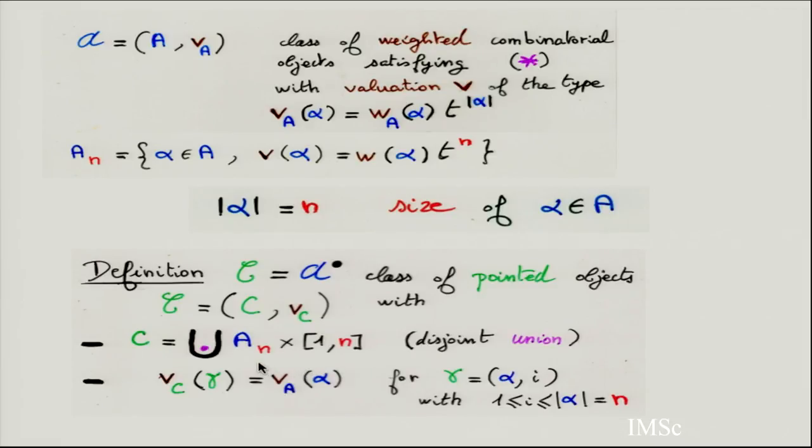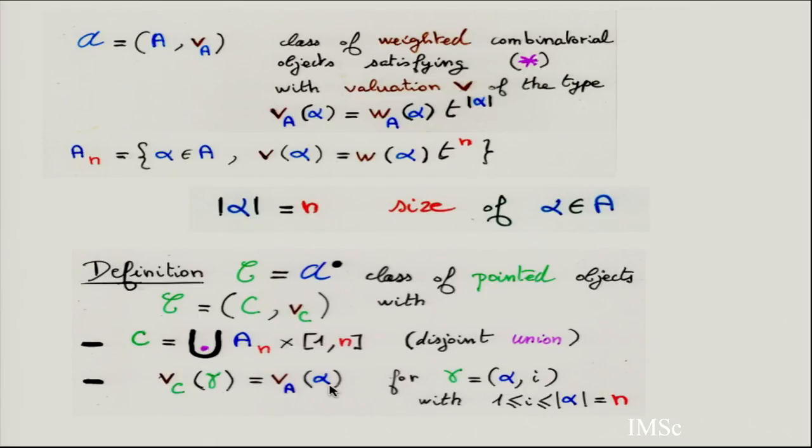It's just a pair like this. You take an alpha in A_n with a size n, and then you choose any integer between 1 and n. And of course, the weight does not depend on the index you choose. It's the same weight. V_C of gamma equals V_A of alpha. So the weight does not depend on which integer you choose between 1 and n. So the idea is that if the weight represents the number of pieces, you're choosing a piece.